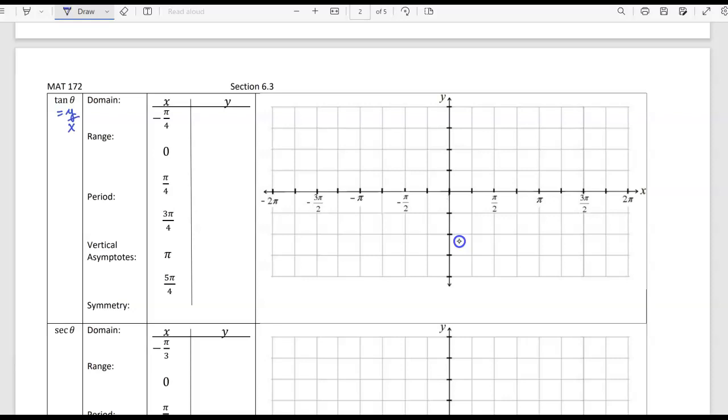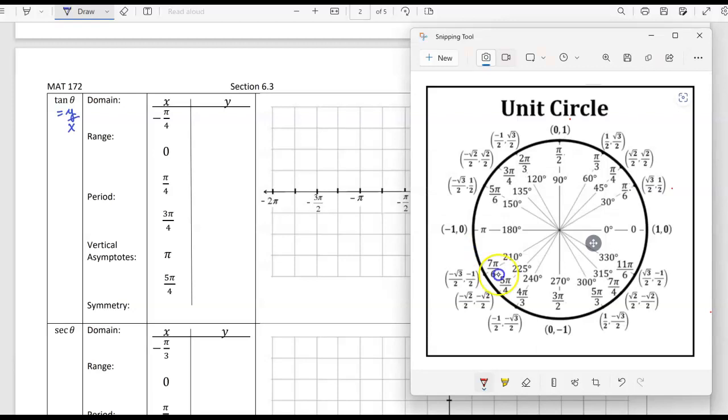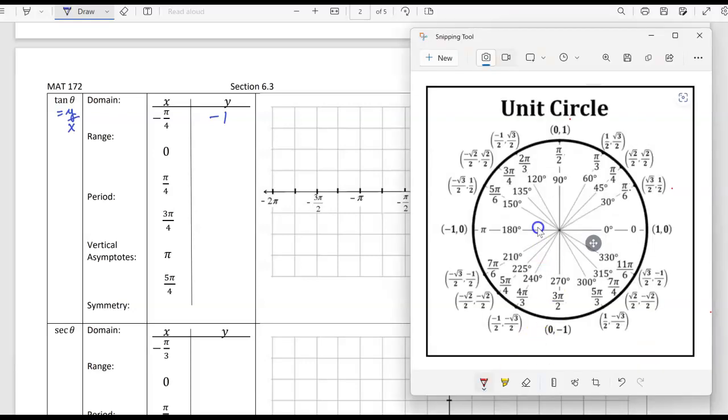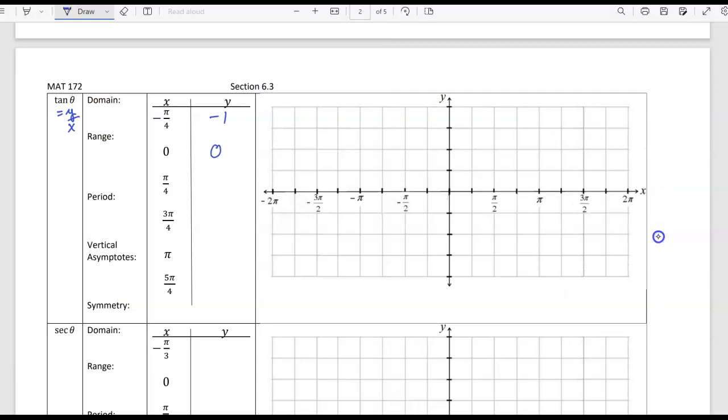So let's first come up with this chart, and we're going to use that unit circle to be able to do that. So we're looking at negative pi over 4. Negative pi over 4 is down here. Tangent is y divided by x. So negative square root of 2 over 2 divided by positive square root of 2 over 2 is -1. And then we need to find the tangent of 0. Tangent of 0 would be looking at this coordinate here. Y over x, 0 over 1 is 0.